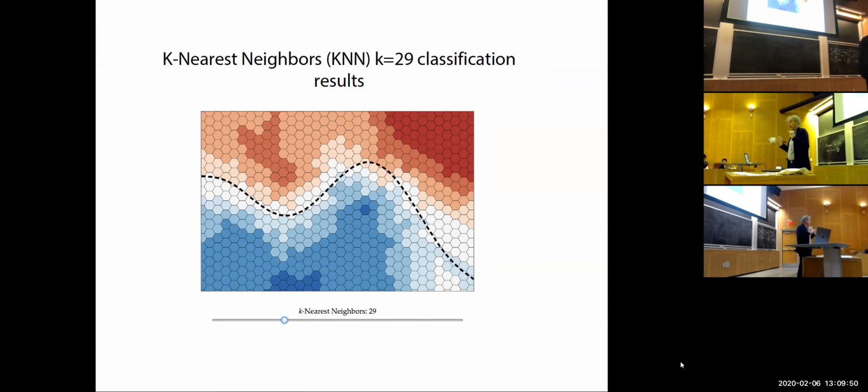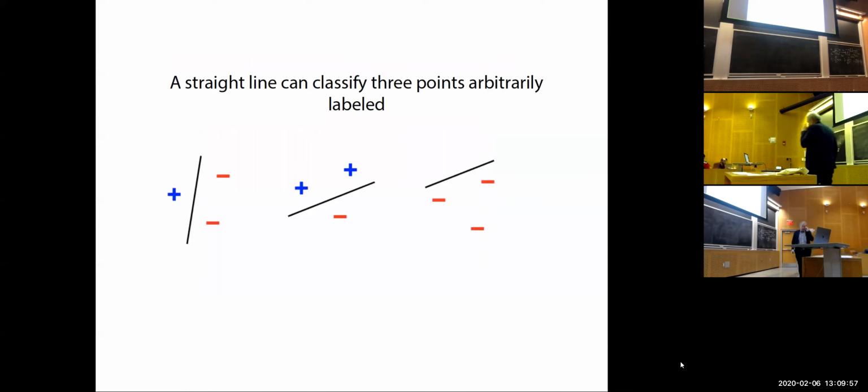Okay, great. This is a great baseline algorithm. So I just wanted to point out something about model complexity. We'll touch upon this again next week. The idea is that if you have a straight line, it can classify a total of 3 points, no matter where the 3 points are placed.